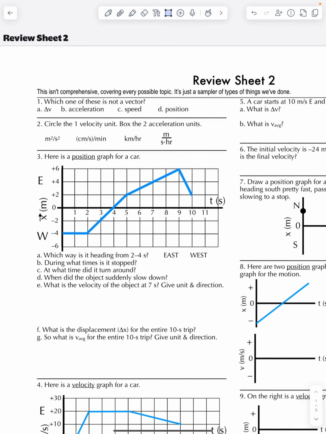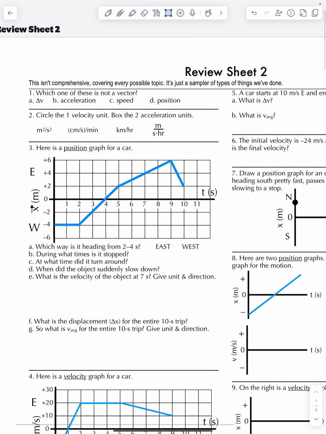All right, let's start with kind of easy ones, I hope. Which one of these is not a vector? I talked about this in the last review sheet. A vector is a quantity, a property that has a spatial direction associated with it. Like you could say it's going to the east or going north. So velocity is a vector. So the question asked which of these is not a vector.